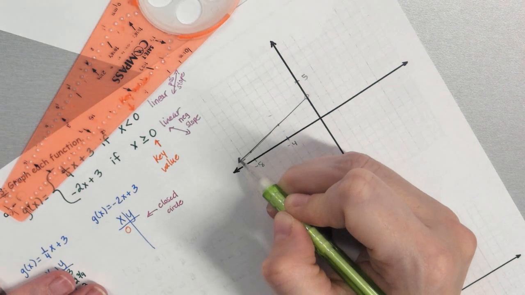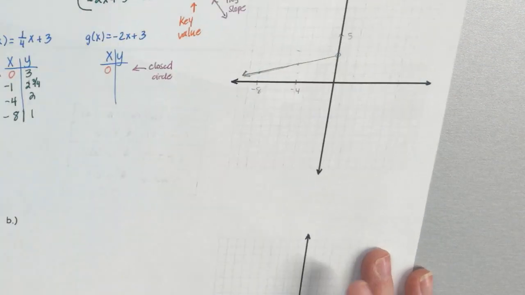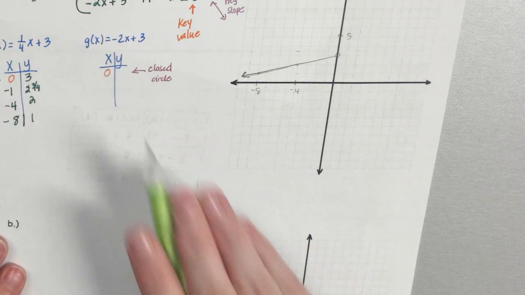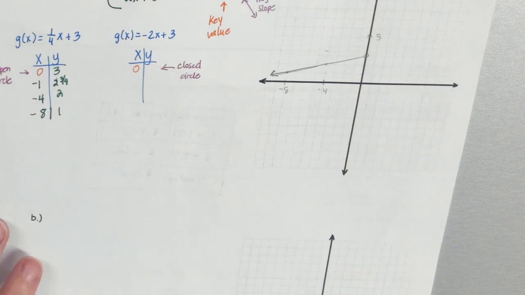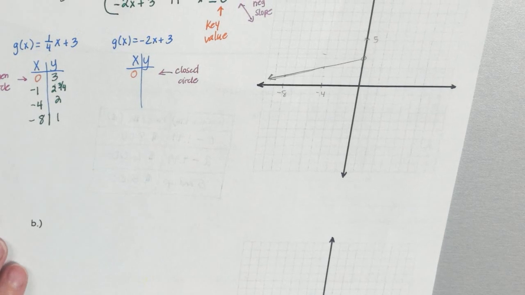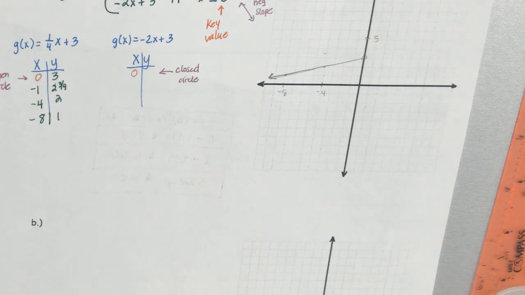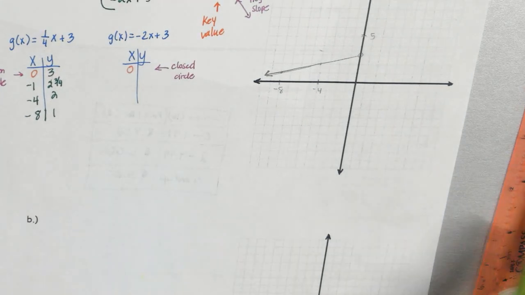Okay, and then you do put an arrow here because it is going to continue for all the values that are less than 0. All right, now for the next one, I plug in 0, I get 3.